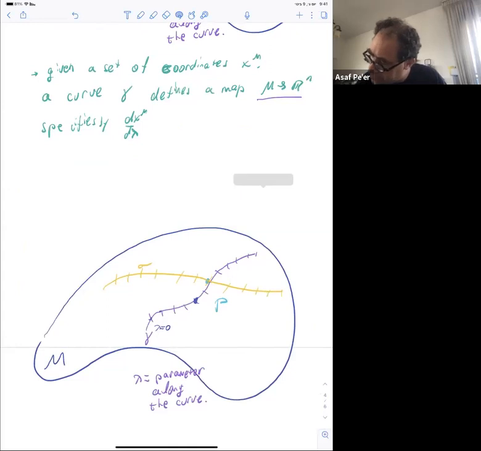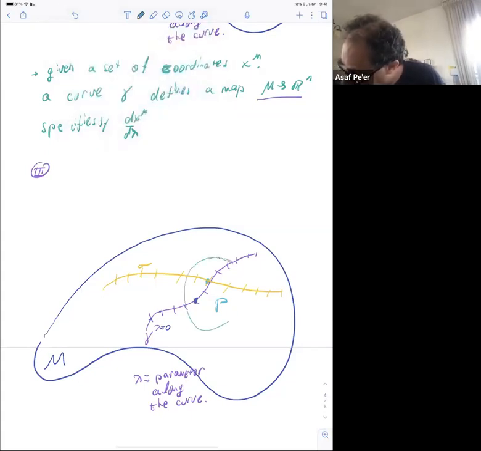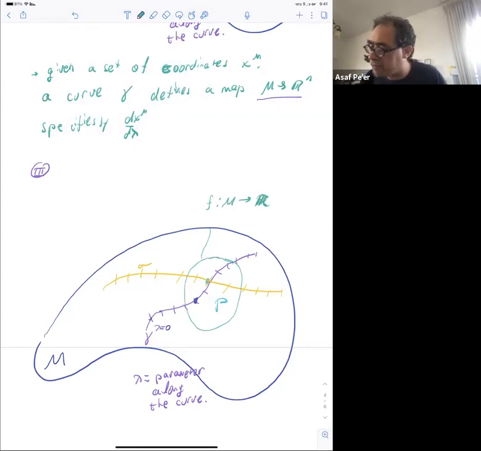So again, this is my third approach. Now I simply think of the set of all functions f from the manifold M to R, again in the vicinity of the point P. General functions. The set of all these functions is a space, which I call capital F.